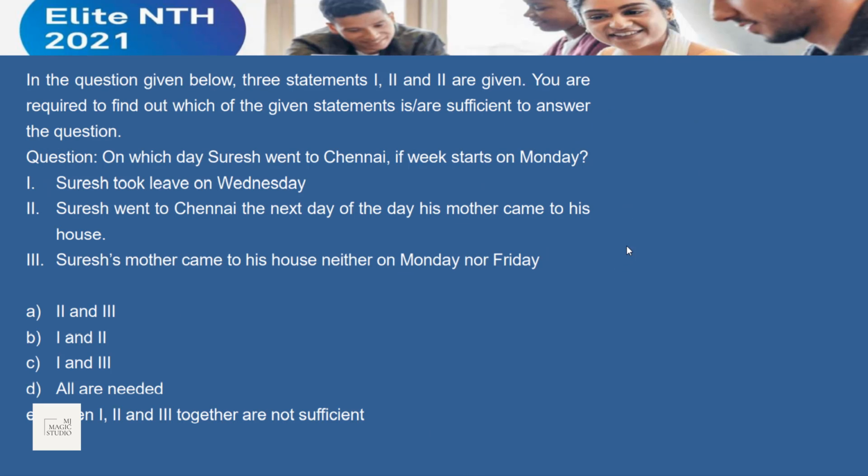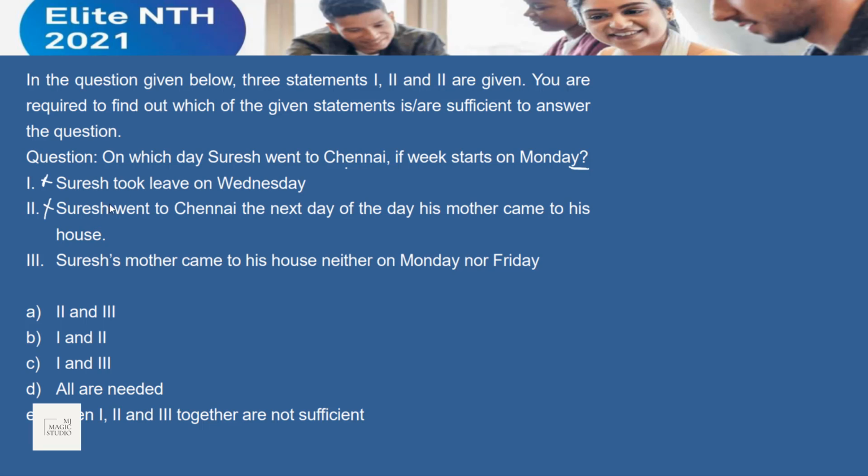In the question given below, 3 statements 1, 2, 3 are given. You are required to find out which of the given statements is or are sufficient to answer the question. On which day did Suresh go to Chennai? A week starts on Monday. Suresh took leave on Wednesday, but it's not sure whether he went on Wednesday. Not enough alone. Suresh went to Chennai the next day after his mother came to his house. We don't know when his mother actually came to his house. 2 is not sufficient alone.